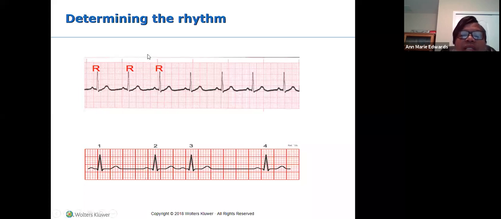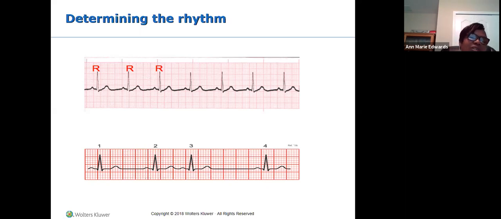Okay, so let's look at this one. We're determining the ventricular rhythm. This is one R wave. Remember, your QRS is for your ventricle, okay? So this is one R wave, this is another R wave, this is another R wave. You can measure these. You measure the distance. Sometimes physicians or nurse practitioners will use a caliper, or the cardiologist will use a caliper to measure.